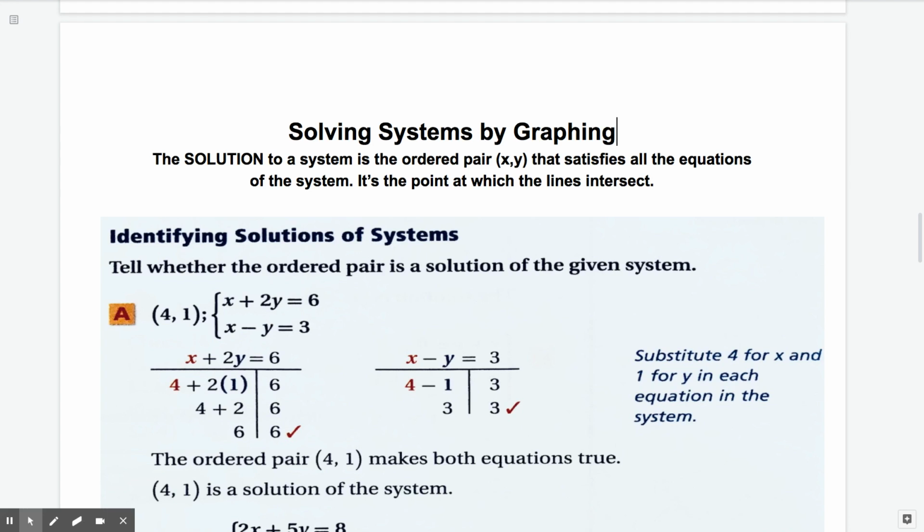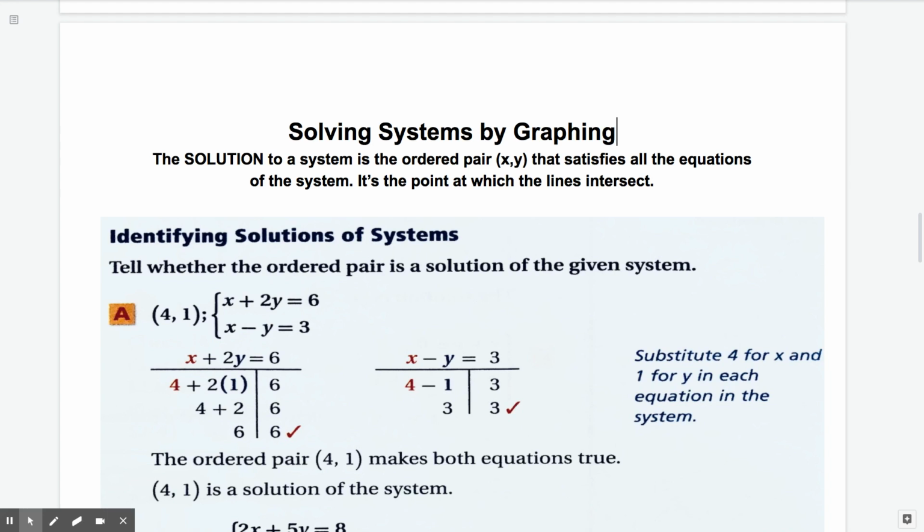What you'll notice on a graph is that the ordered pair they give you is going to be that point of intersection. If they give you more than two linear equations, it still means it must satisfy all of the equations in the system. So if you're given a problem like identify the solutions of the system, tell whether the ordered pair is a solution of the given system, they'll give you an ordered pair and then they'll give you two equations.